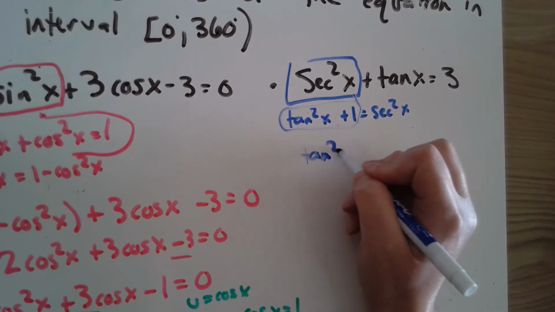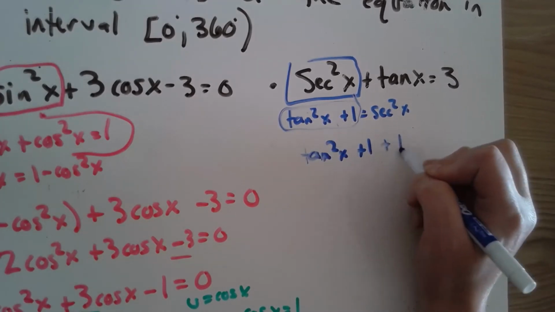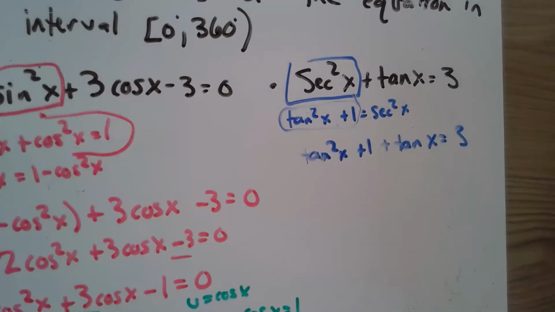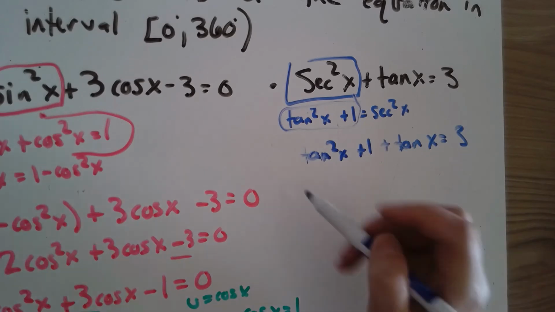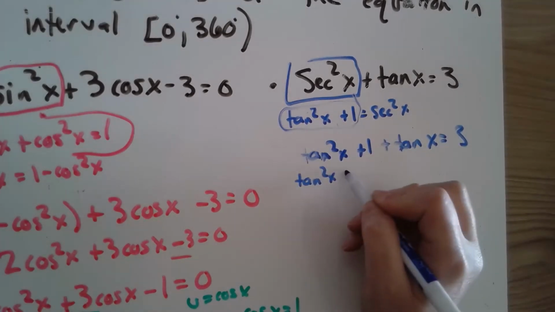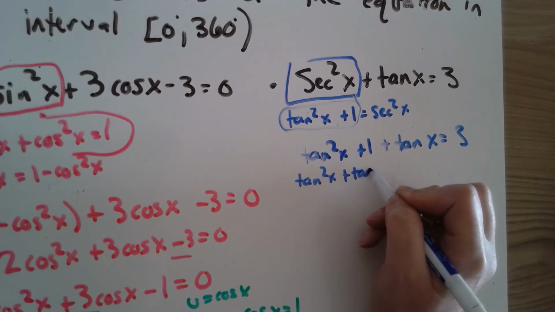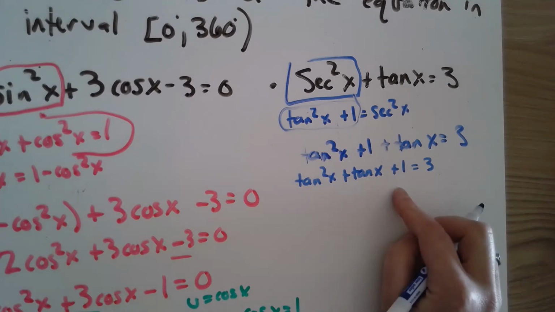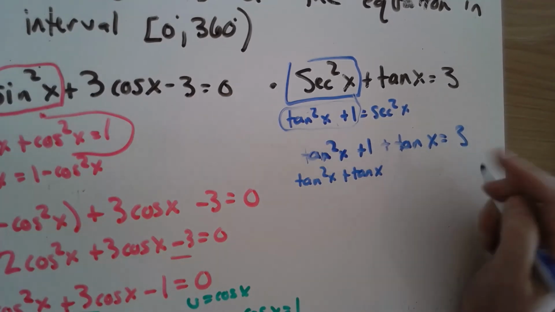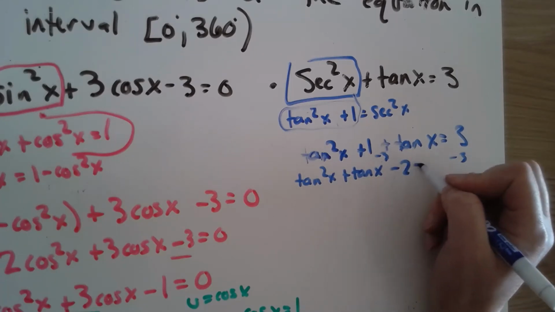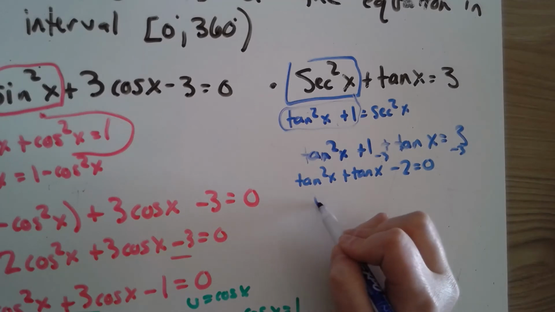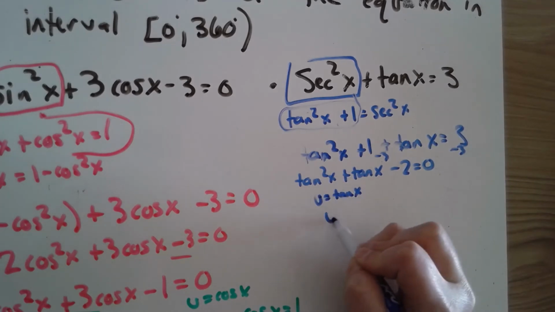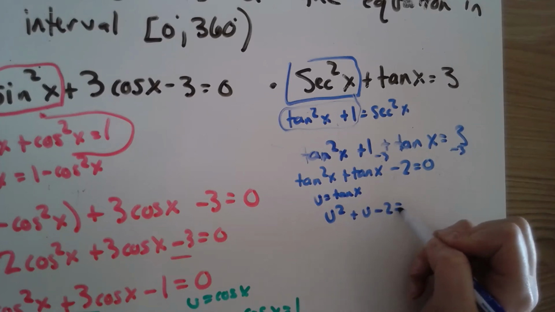So tangent squared x plus 1 plus tangent x equals 3. Okay. Rearrange this a little bit. Tangent squared x plus tangent x plus 1 equals 3. And I'm actually going to subtract that 3 over because I need that set equal to 0. So if I subtract that 3 over, minus 2 equals 0. Okay, so then I could say u equals tangent x. So u squared plus u minus 2 equals 0.